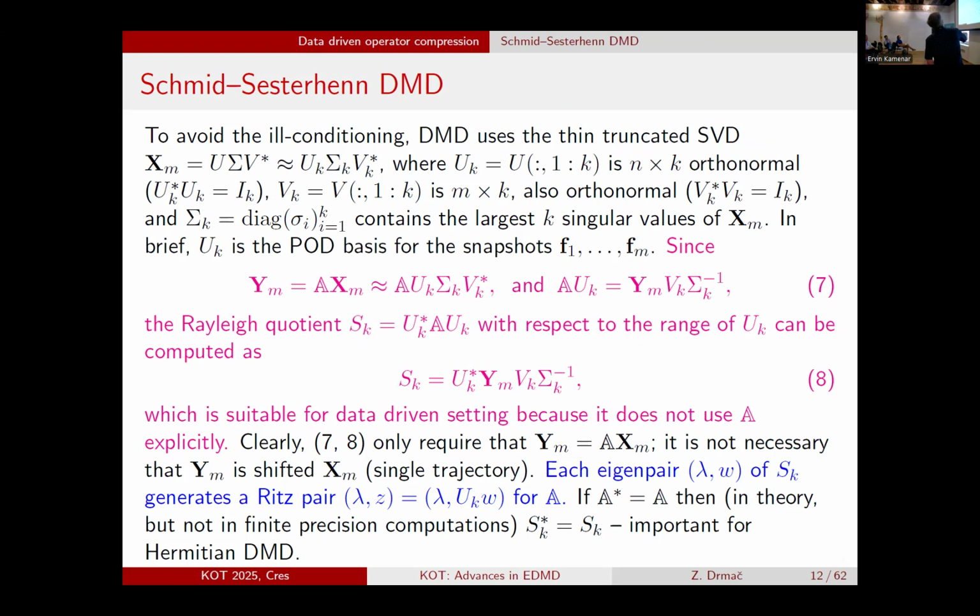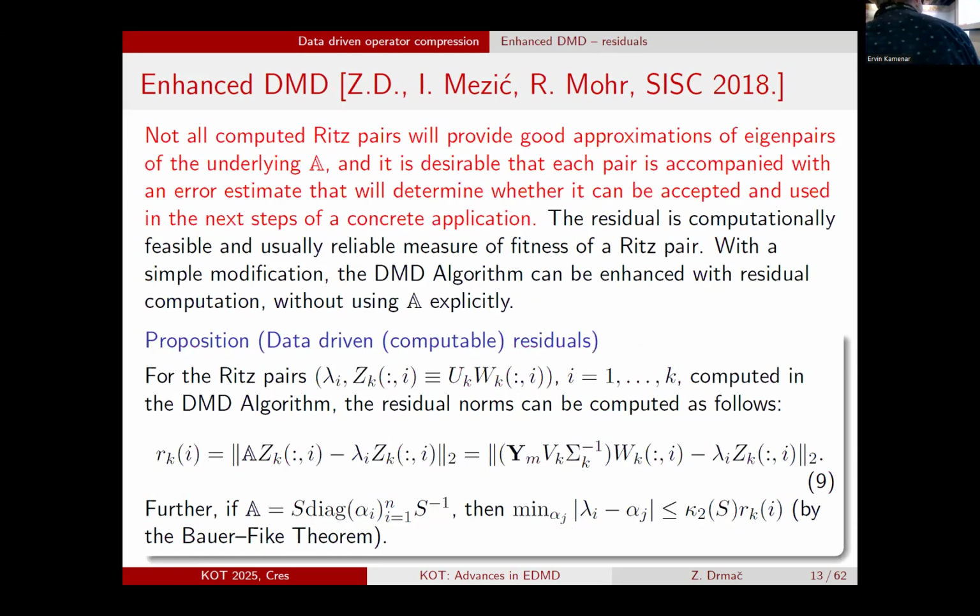The Schmidt's DMD means that this approximation of the compression is done by using the SVD, POD basis, and then we all know what DMD does. What happens in the literature is that people using DMD, basically, once they compute the modes in DMD, they use all of them in the next step, decomposition, forecasting, and so on.